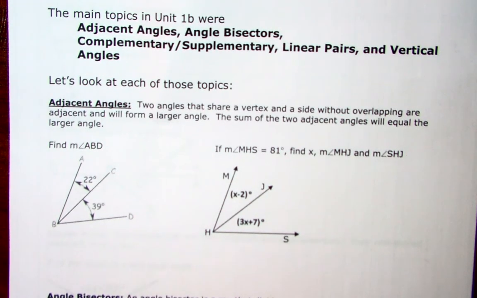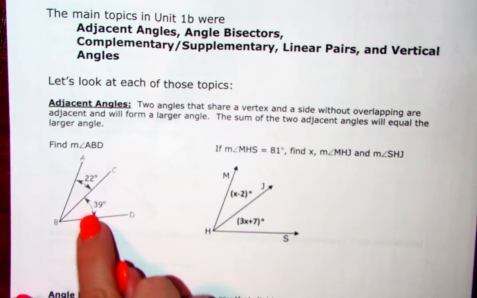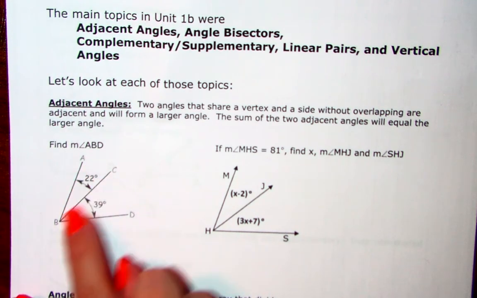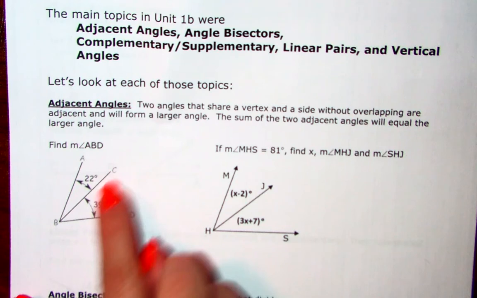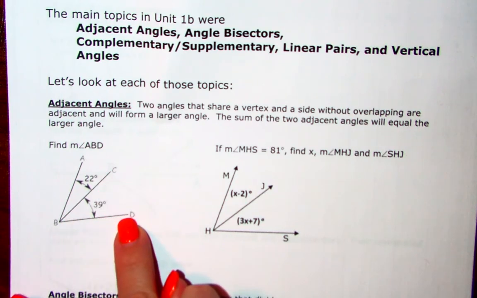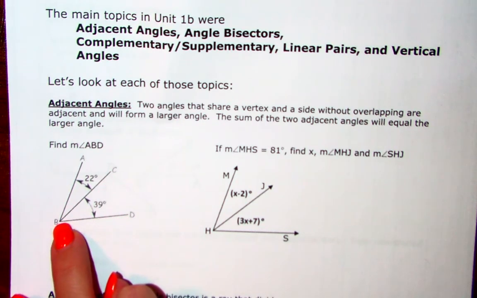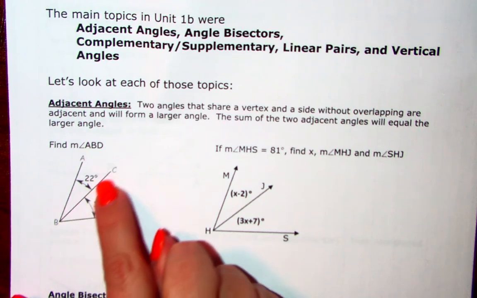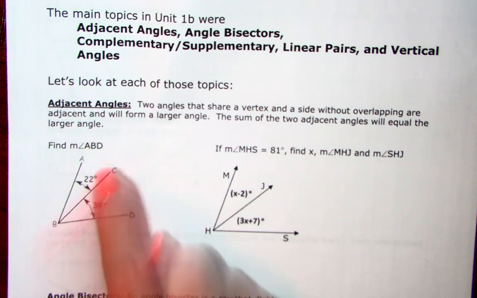Remember, adjacent angles are two angles that share a vertex and a side, and they don't overlap, and they form a larger angle. The sum of the two adjacent angles will equal the larger angle. So these two angles here, ABC and CBD, are adjacent because they share the vertex B and they share the side BC.